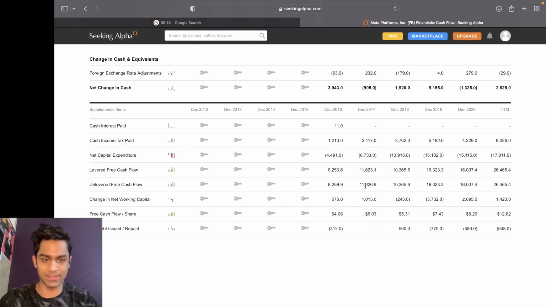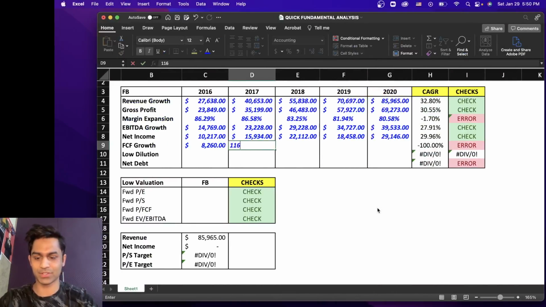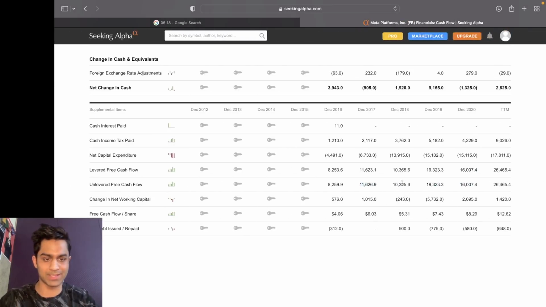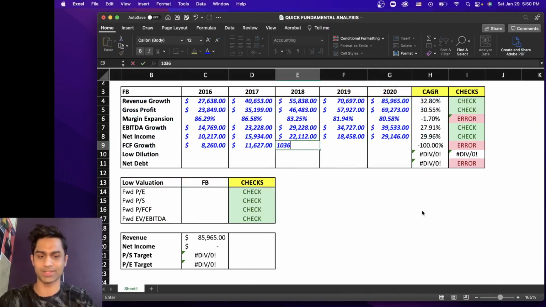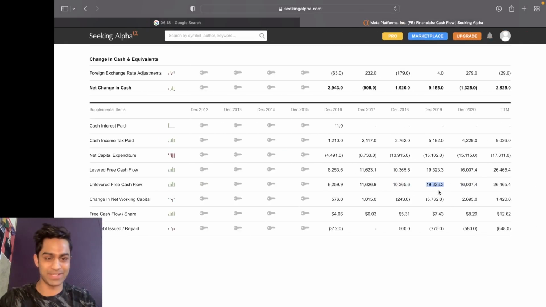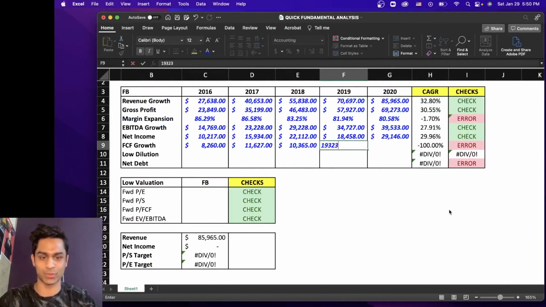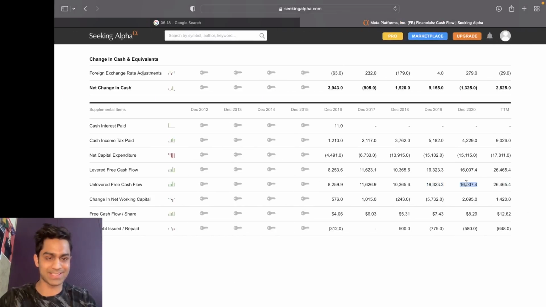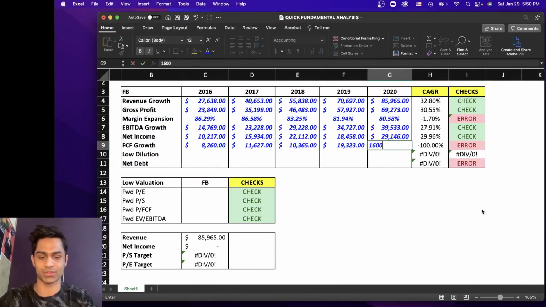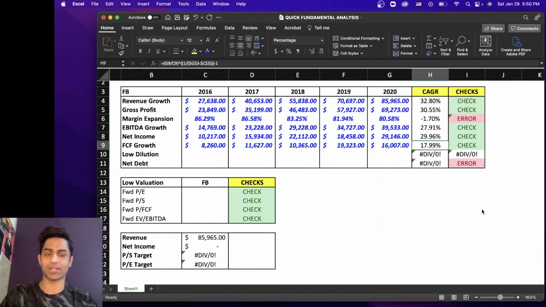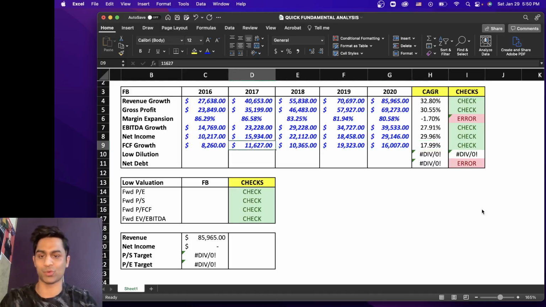Then we got 11,626. We're just going to round up a little bit. And then we got 10,365. 2019 is going to be 19,323. And then 2020, we've got 16,007. We got about an 18% compounded annual growth rate, another check mark for Facebook there.